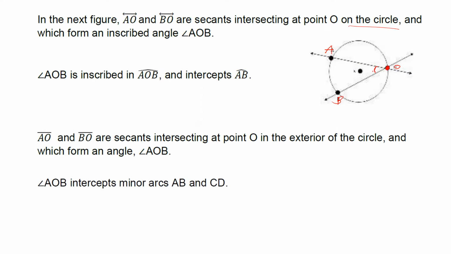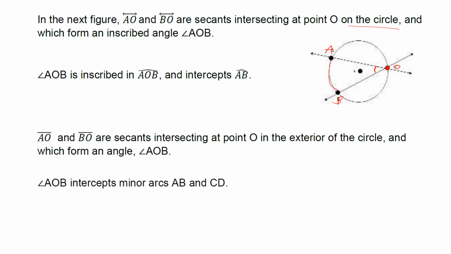Angle AOB is an inscribed angle, and it intercepts arc AB. This is the intercepted arc. Line AO and BO are secants intersecting at point O in the exterior of the circle.